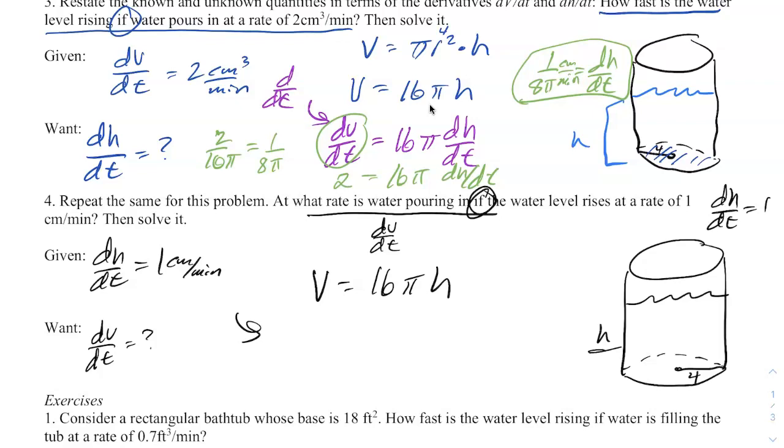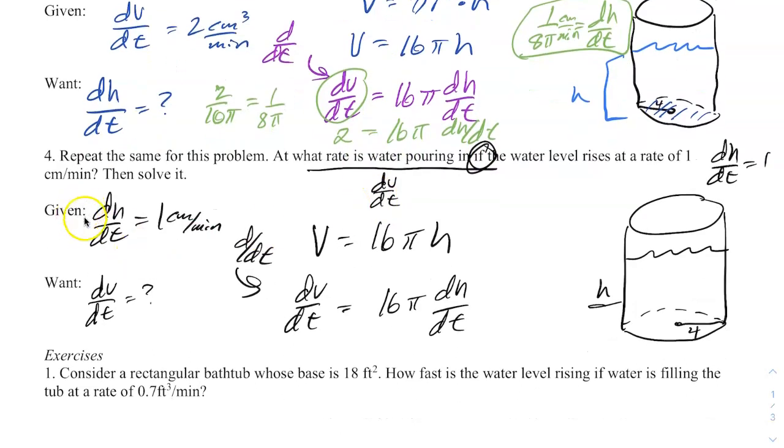Take the derivative with respect to time, and we got dV/dt equals 16 pi dh/dt, just like we did last time. This time, though, we have dh/dt. It's 1 centimeter per minute. So we're going to sub that in. So that's a 1. So 16 times 1 is just 16 pi.